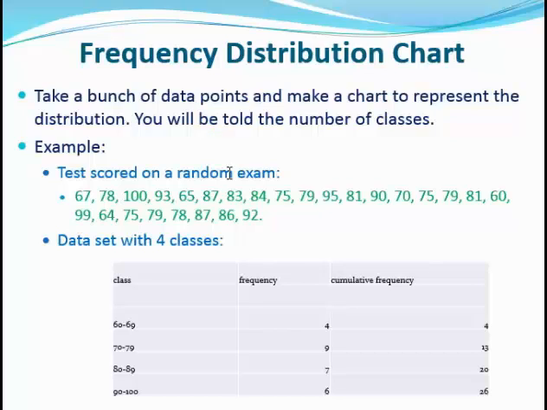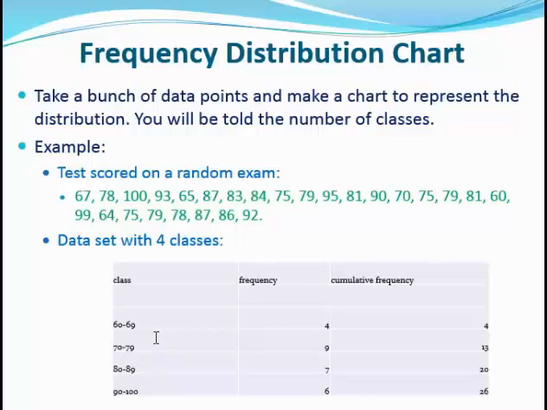Let's take a look at one example over here, and we'll look at this as it's established in a few different ways. Here you have a list of test scores on an exam, 67, 78, all the way through 92 at the end, so you have a whole bunch of samples. One way to put it is in a frequency chart. Here you have the classes. You can see there are four of them: 60 to 69, 70 to 79, 80 to 89, and 90 to 100. Those, of course, are relatively arbitrary.